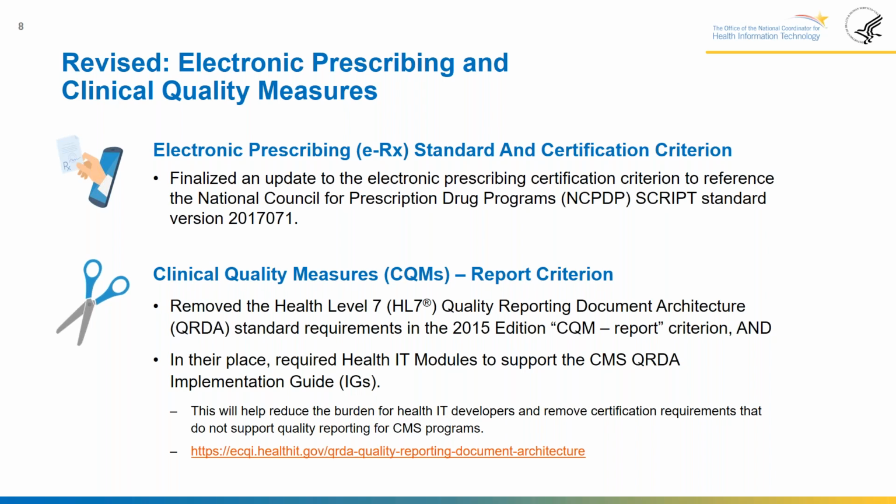And for CQMs, this revision is for C3 only, which is the reporting criteria. If you're already familiar with our program and criteria, we have removed the HL7 QRDA reference and instead replaced it with the CMS QRDA implementation guide. For those who are already familiar with that, that's what you're already using to report to CMS. So this is simply a streamlining, a way to streamline testing and what CMS already requires for submission.